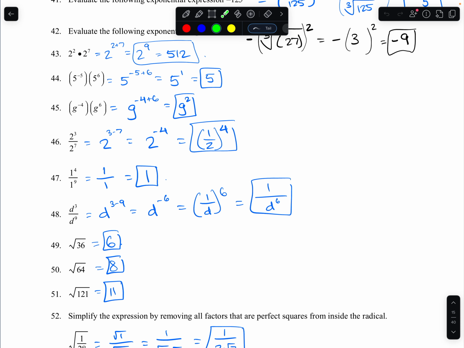We are using our exponent rules, so these two have the same base, so I can add the exponents, 2 to the 9th, or 512 if you multiply it out. Same thing here, same base of 5, so I can add the exponents. -5 plus 6 is just 1, so my final answer is 5 to the 1st power, or 5. 45, I have a variable, so I can't do anything except add the exponents. G squared is our final answer.